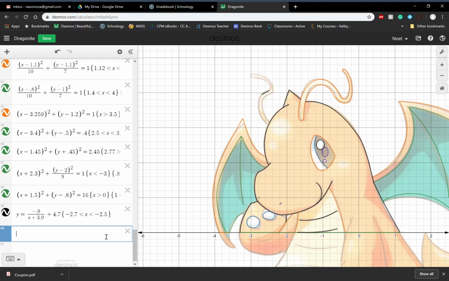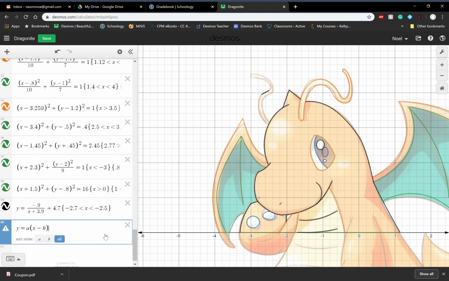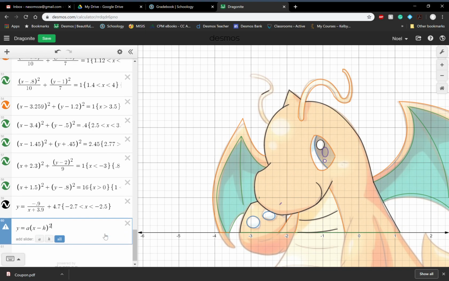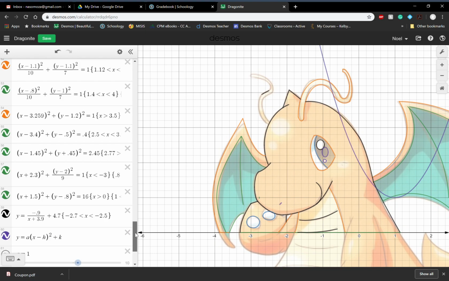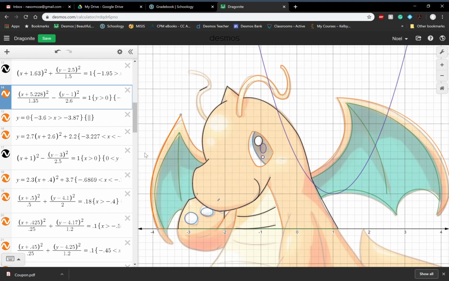Let's try something else. Let's try quadratic. Okay, so let's try quadratic here. Quadratic is y equals a times (x minus h) squared plus k. All right. So I have all the sliders again. I have the options, so I can hit all, and then I can kind of start over playing around with the sliders I need to map out the other part of the antenna.